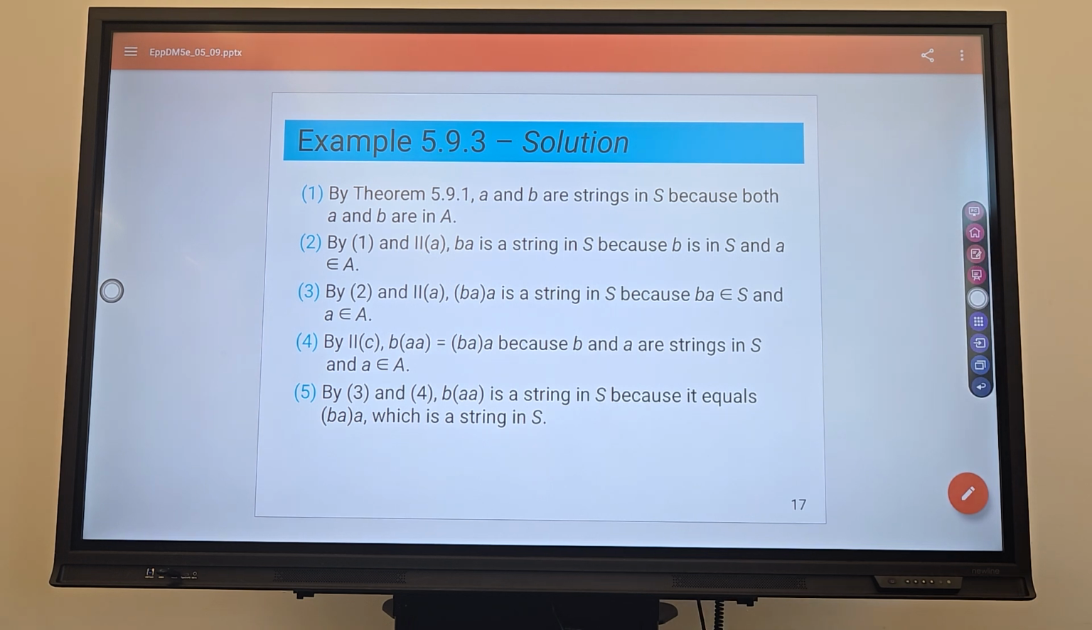By 2C, B concatenated with AA equals BA concatenated with A, because B and A are strings in S, and A is an element of A. By 3 and 4, the results of steps 3 and 4, B concatenated with AA is a string in S because it equals BA concatenated with A, which is a string in S.